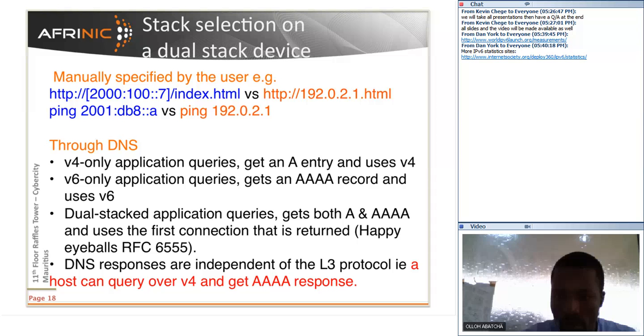Versus, of course, what you do with IPv4, which is HTTP 192.0.2.1. Same thing with ping, same thing with your basic functionalities. What you can do with IPv4, you should be able to do with IPv6.